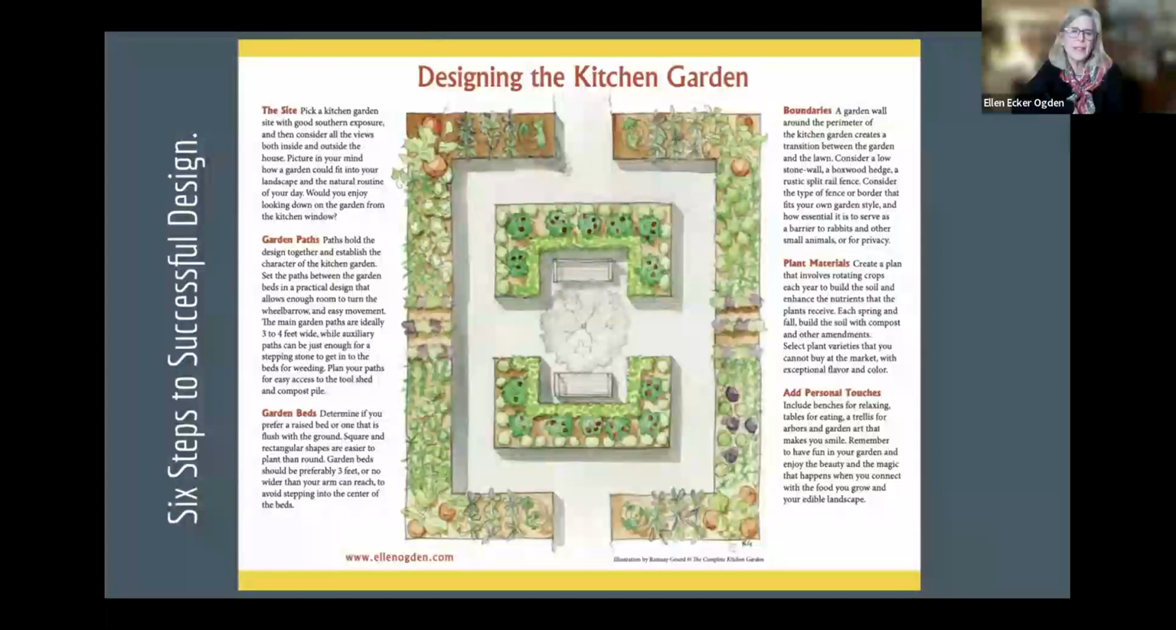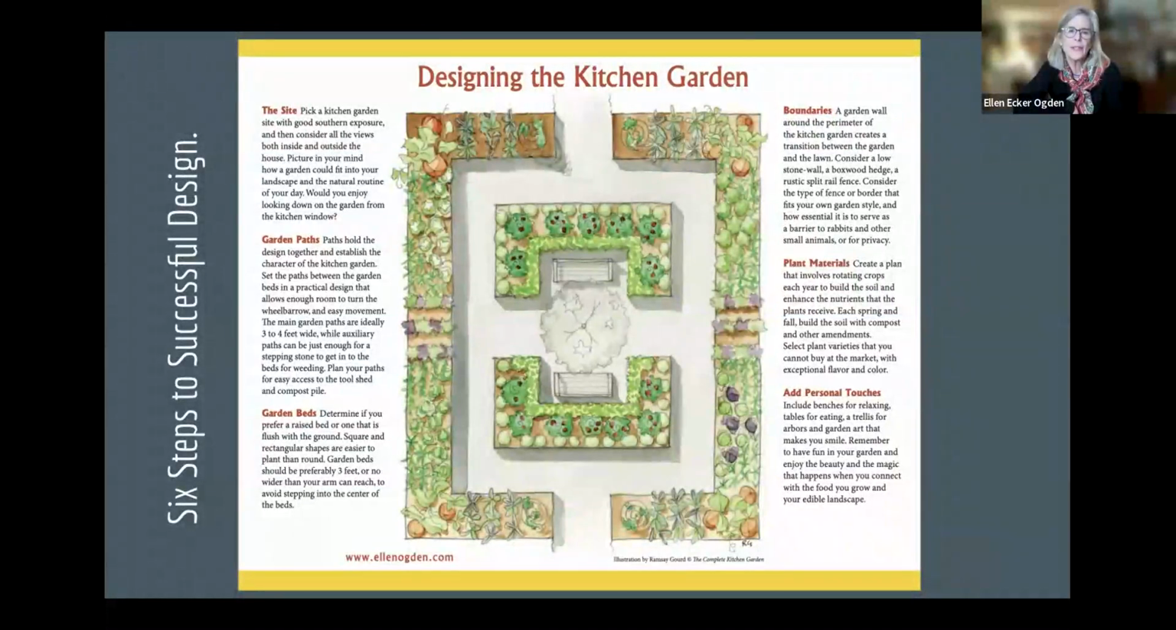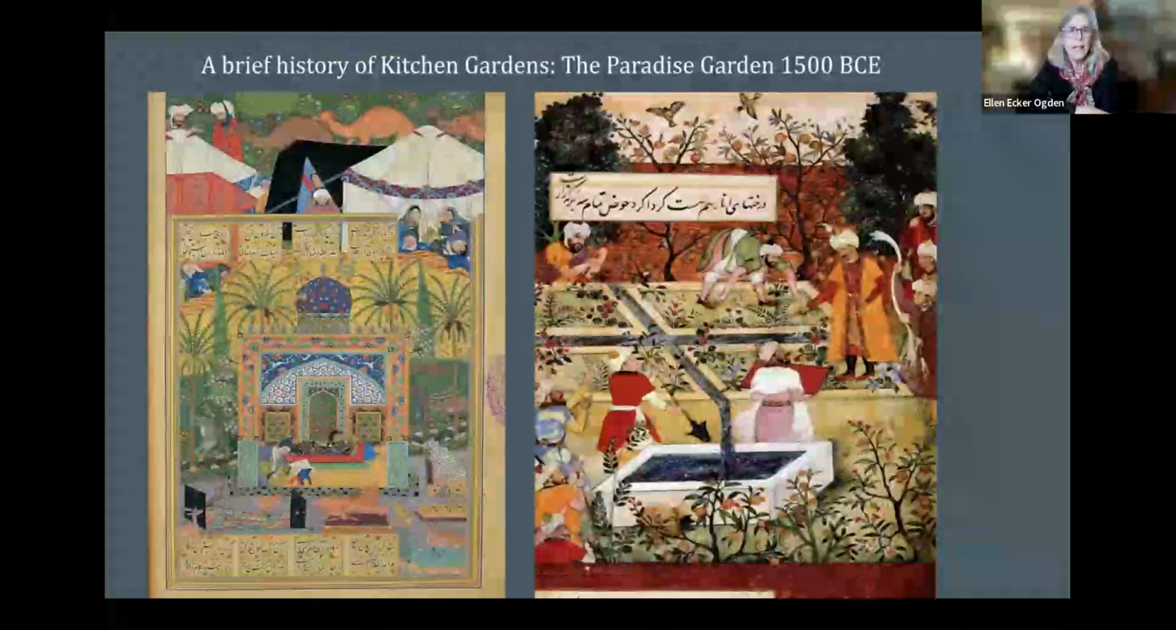So the 6 steps to successful design that we're going to cover in this class start with the site. We're going to pick a kitchen garden site with a good southern exposure, and then consider all the views both inside and outside the house. And then picture in your mind how a garden could fit into your landscape and the natural routine of your day. So this is what we're going to be more or less talking about in this class. And this chart is something you can download on that class site from Longwood. But let's start with the history of kitchen gardens.